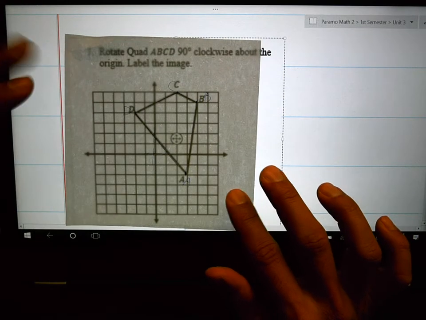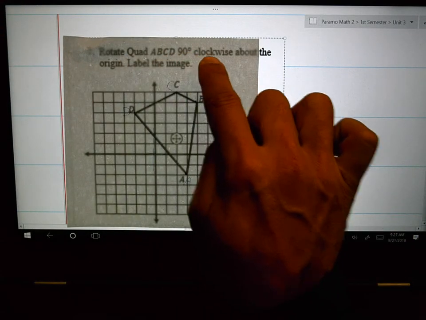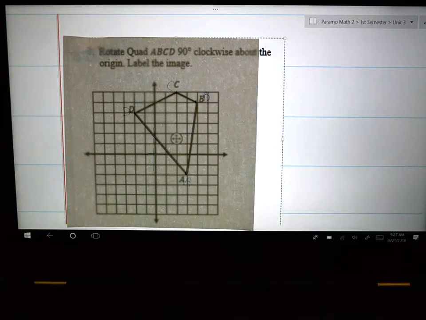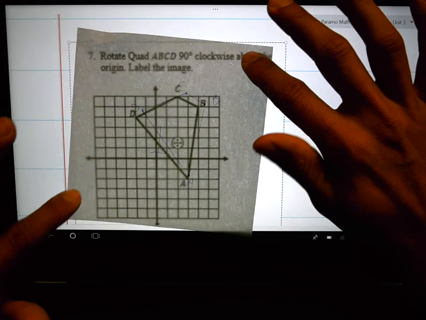And if it says rotate the quadrilateral 90 degrees clockwise, I have to remember what a clock does. Which direction does a clock go in? When you watch that second hand, it goes from the top to the right. Every clock, that's clockwise. Counterclockwise is the opposite direction. So I need to go 90 degrees. Here's 90 degrees, watch.